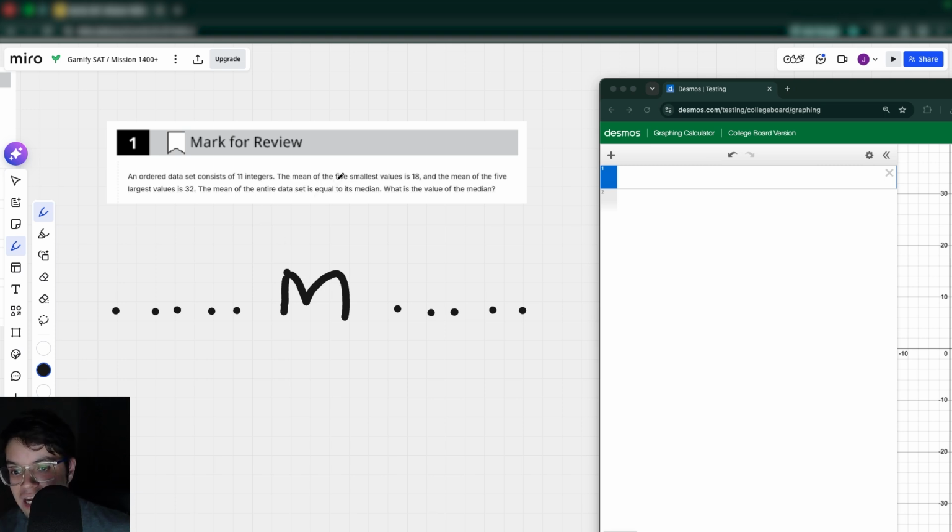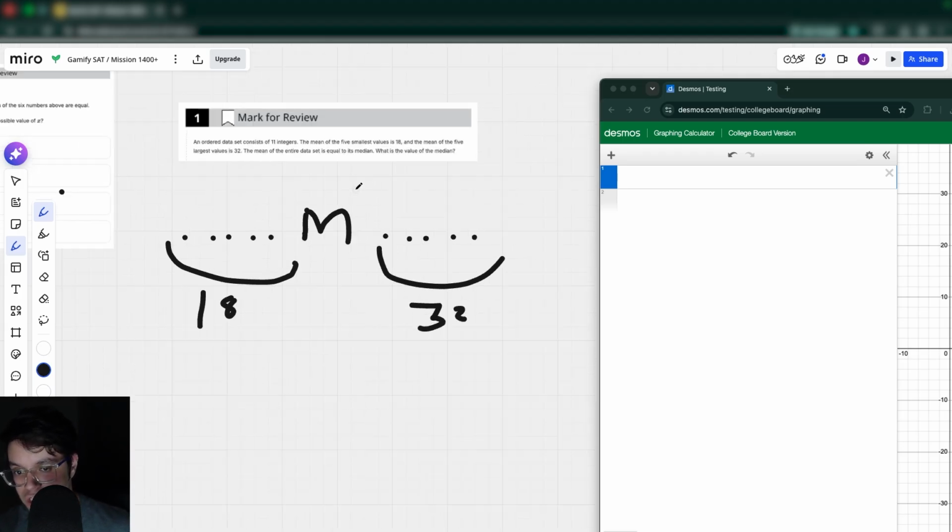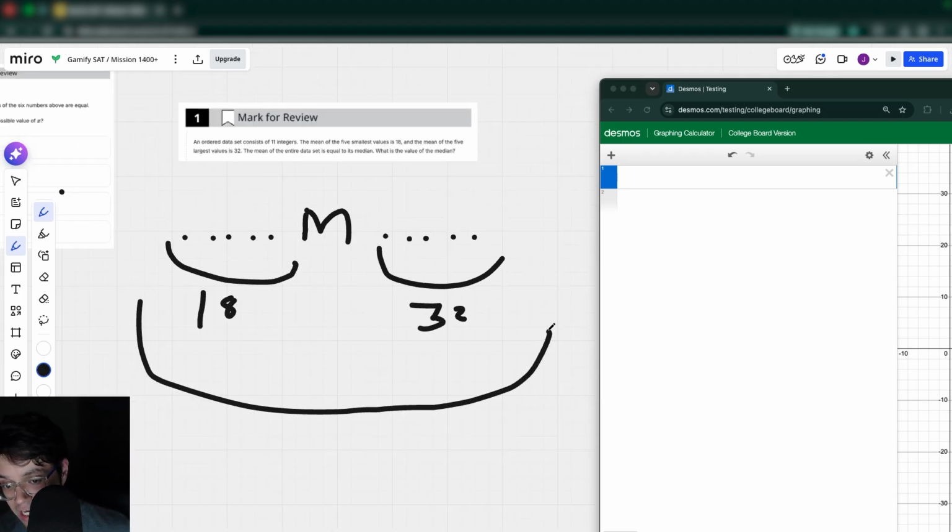And then it says the mean of the 5 smallest would be 18. So if we think about the mean of this, that's 18. And then the mean of the 5 largest would then be 32. Okay, so pretty good, pretty easy so far. And then it says the mean of the entire data set is equal to the median. So if we found the mean of the entire thing, this would actually be equal to m, because m is the median. That would also be equal to the mean according to this line down here.